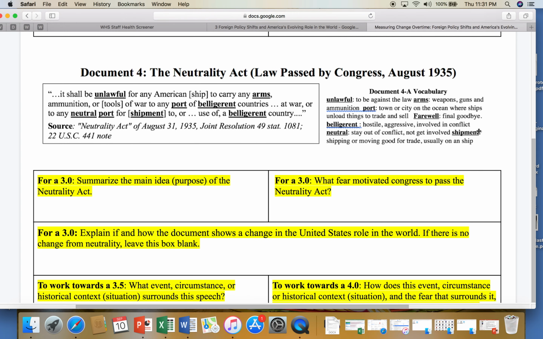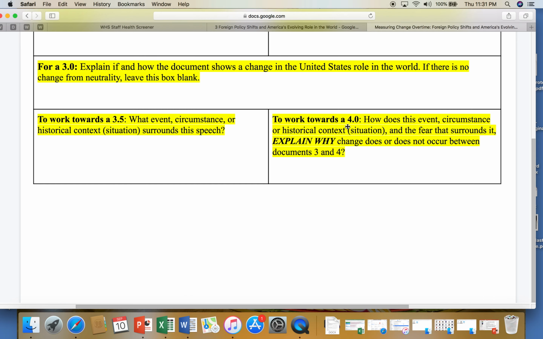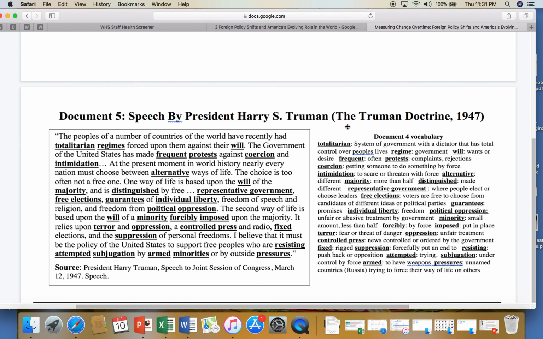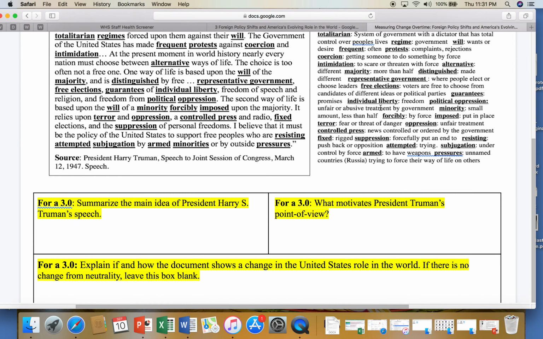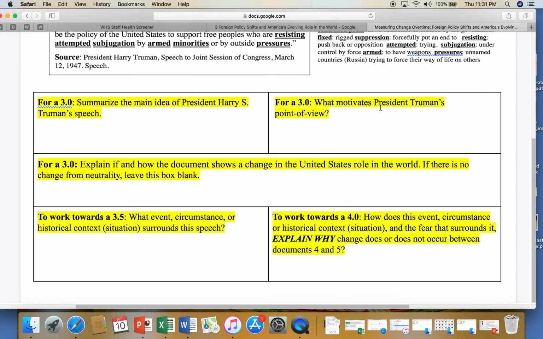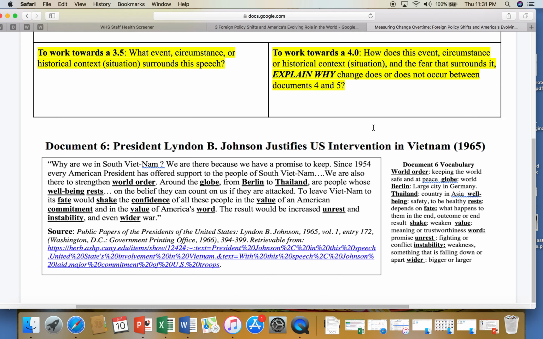Then comes Document 4, which is the Neutrality Act, which is the law passed by Congress in August of 1935. Next, you get a speech by President Harry S. Truman in 1947. Again, you're basically just doing the same things. You're doing the same thing because you're asked to track and trace change over time. So for each document, you're asked the same thing so that you can see if a change occurs or not.